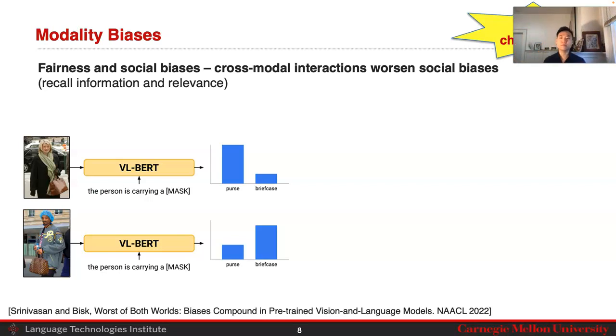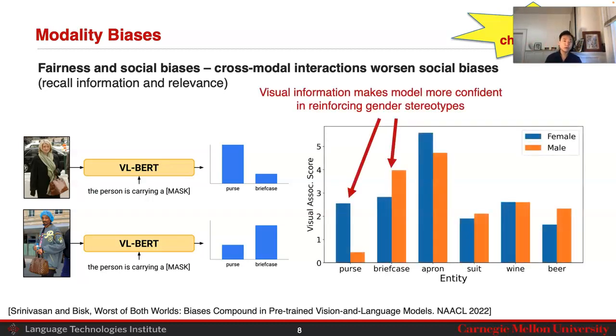And one important thing that they found is that you can either measure these biases just by language, the person is carrying a blank, or you can also measure these biases in the context of both language and the image present. And they found that having the image basically worsens these social biases. So visual information actually makes the model more confident in reinforcing these gender stereotypes. So these are biases that result from cross-modal interactions.